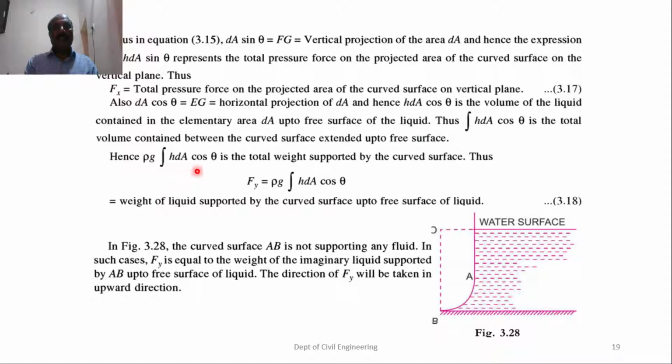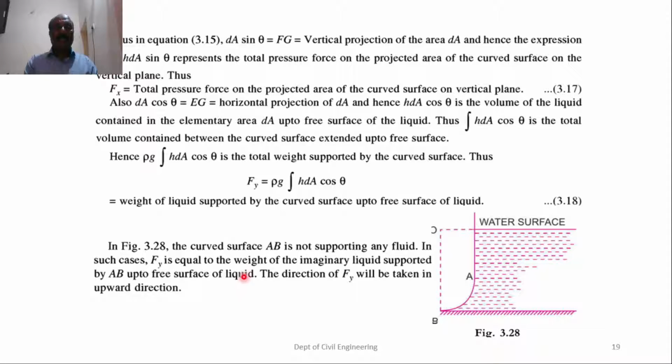Rho g integration of H dA cos theta is the total weight supported by the curved surface. Fy is rho g times the integration of H dA cos theta, which is equal to the weight of liquid supported by the curve. This is the weight of the liquid supported by the curve up to the free surface of the liquid.